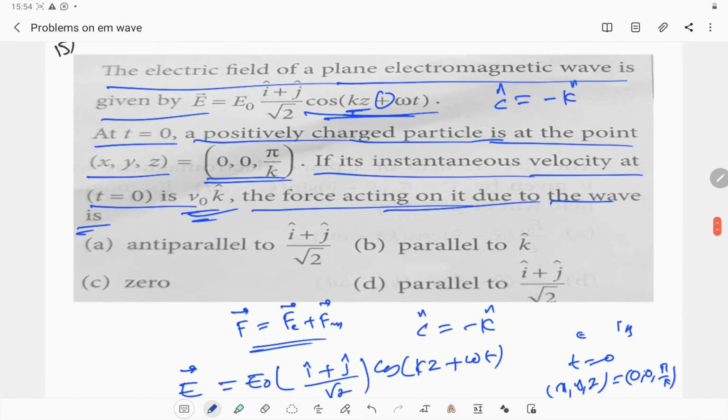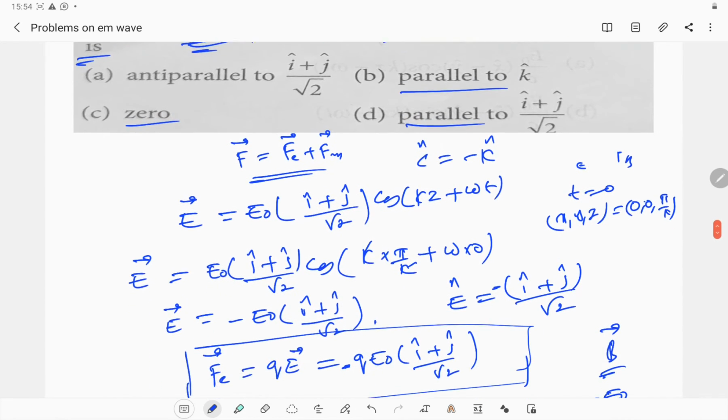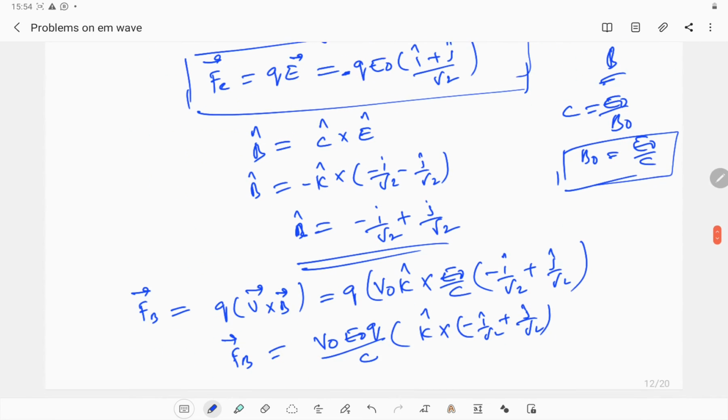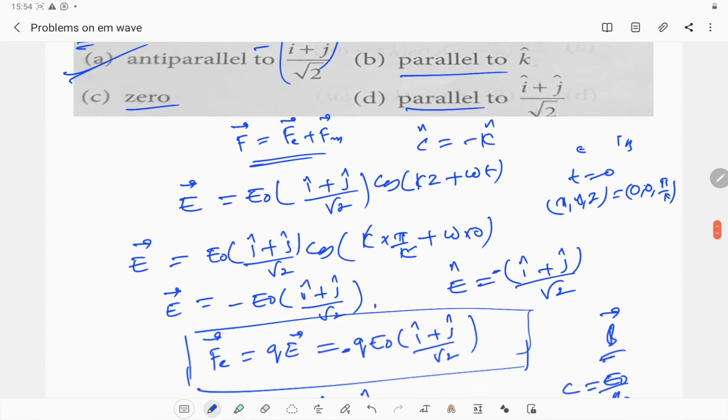See, from the options, anti-parallel to I cap plus j cap by root 2, parallel to k cap 0, parallel to I cap plus j cap by root 2. Therefore here is a minus, therefore anti-parallel means here is minus, therefore option A is correct.